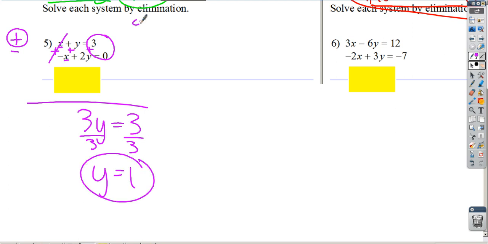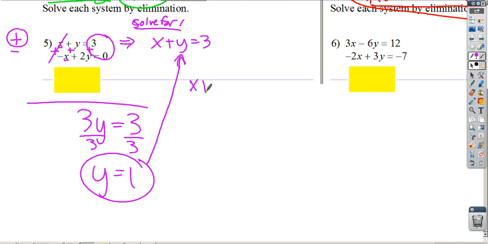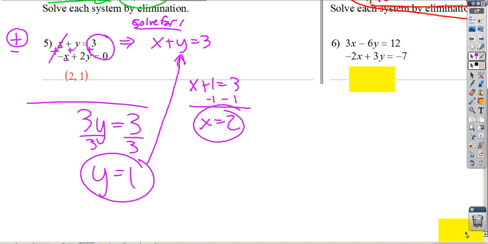Then let's solve for x by plugging in what we just found. So let's use this top one. So x plus y equals 3. Well, we just found that y equals 1. So that's the same as x plus 1 equals 3. And you can solve for x by subtracting 1. You get x equals 2. So our final solution should be 2 comma 1, and it is.